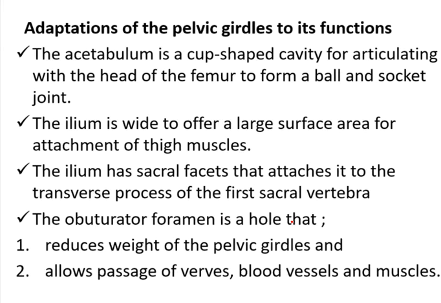Then the ilium is wide to provide a large surface area for attachment of thigh muscles. Then the same ilium has sacral facets that attach it to the transverse process of the first sacral vertebra. The obturator foramen is a hole that reduces weight of the pelvic girdle and allows passage of nerves, blood vessels, and muscles.